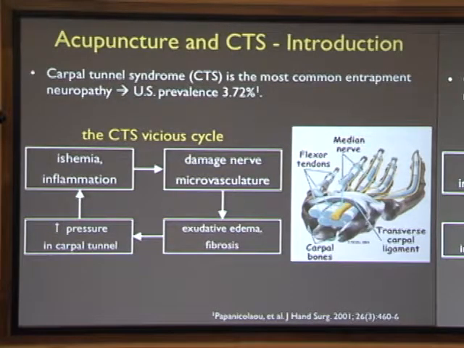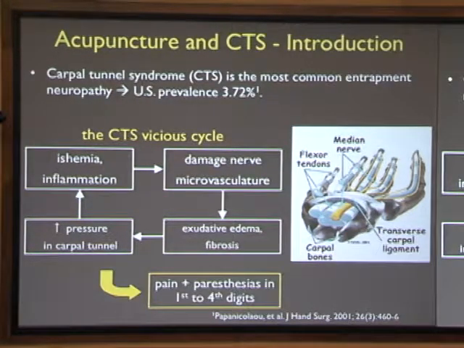And you can start anywhere along this cycle, but basically at some point there's an increase in pressure inside the carpal tunnel. And here's the carpal tunnel. Here's the nerve, the median nerve running through the carpal tunnel. And so there's an increase of pressure inside this tunnel, which leads to ischemia and inflammation, which then damages the nerve microvasculature, leading to exudative edema and fibrosis, which then itself circles back and serves to increase the pressure in the carpal tunnel even more. And so we go around and around the cycle, unfortunately for the patients.